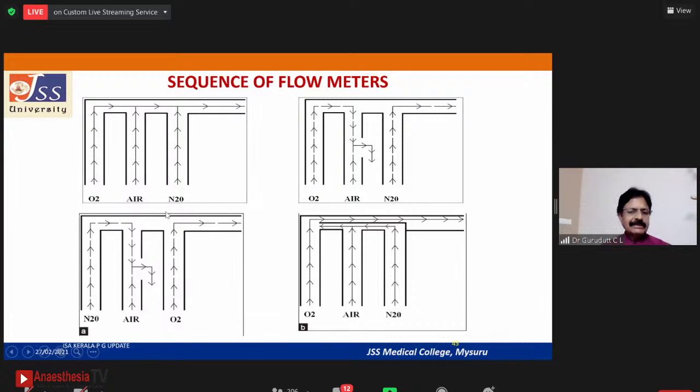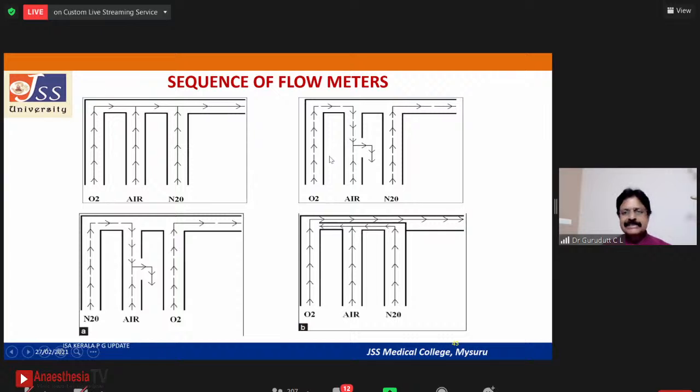One more question that can be asked is regarding the sequencing of these flow meters. Nowadays the most downstream flow meter is always the oxygen. In the older machines, because many times in the exam the older machine is also kept and the new workstation is also kept, they may ask you this question. So in the older machine, oxygen may be upstream of all the other gases.